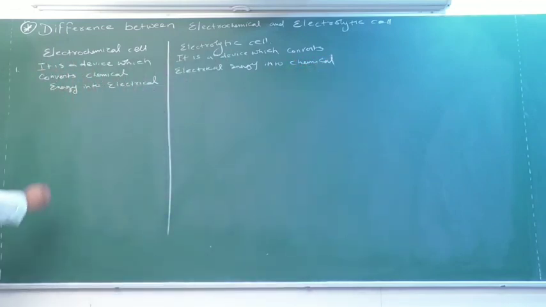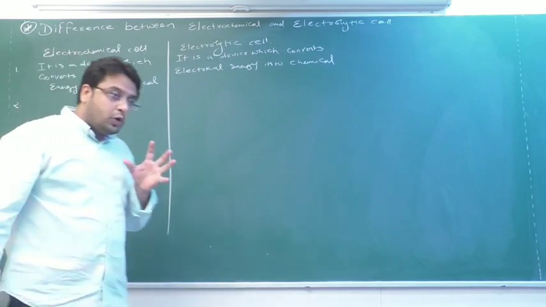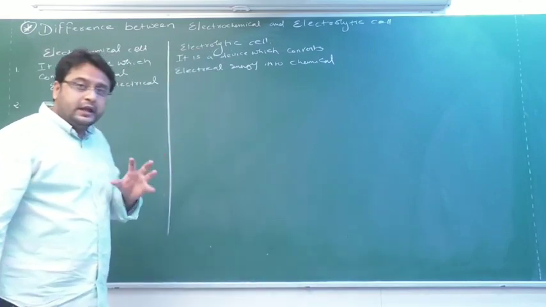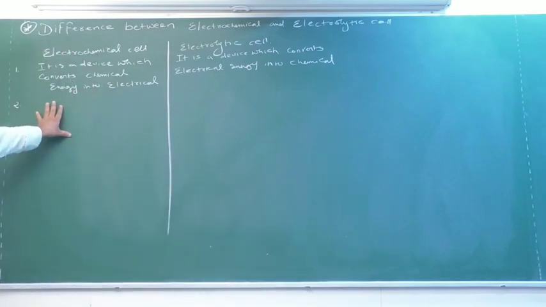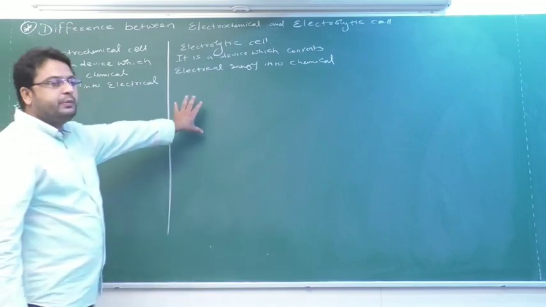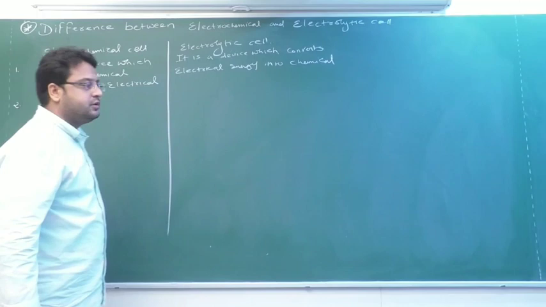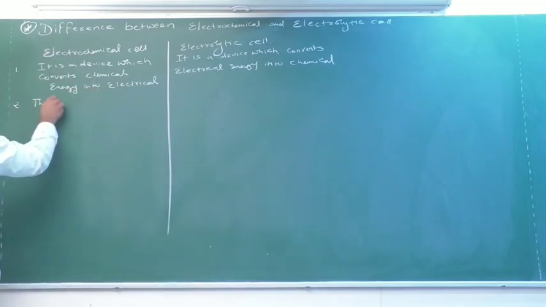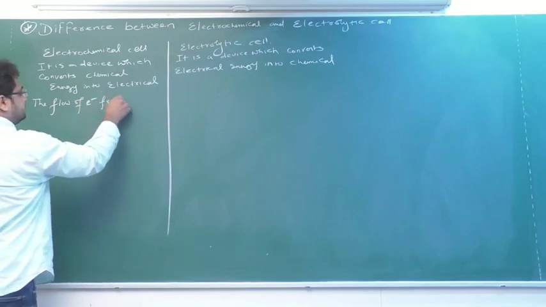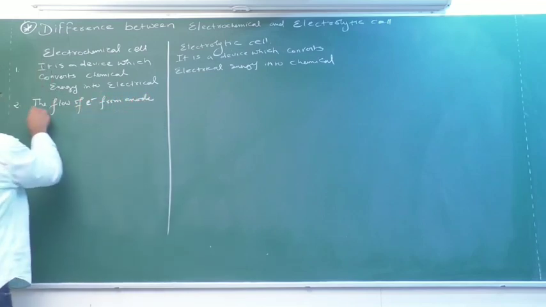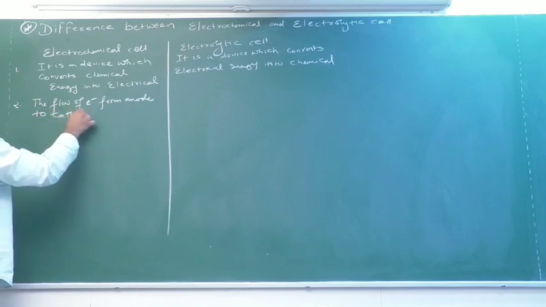Next point. I told you that in the electrochemical cell, the flow of electron is from anode to cathode. So here it will be reversed; it will be from cathode to anode. So the flow of electron is from anode to cathode in the electrochemical cell.